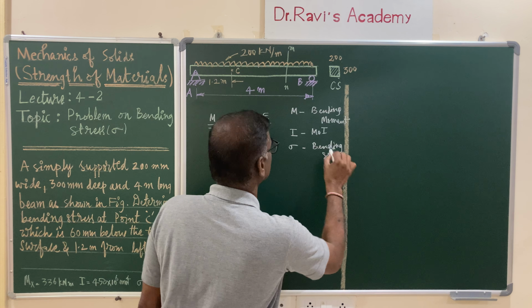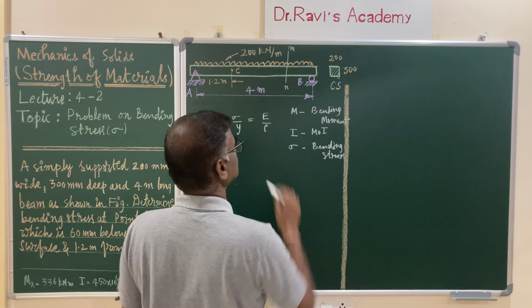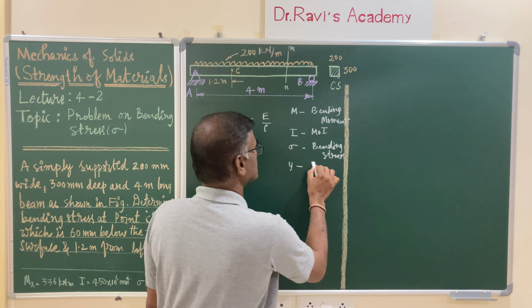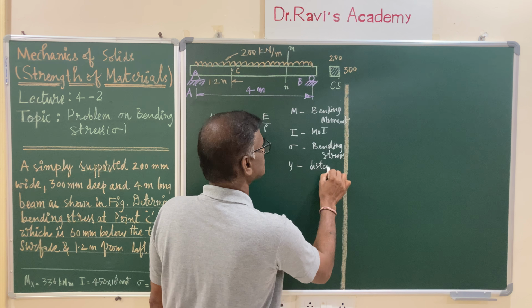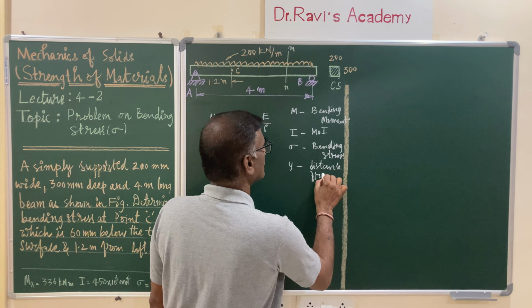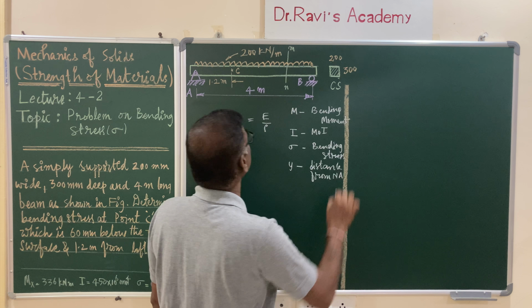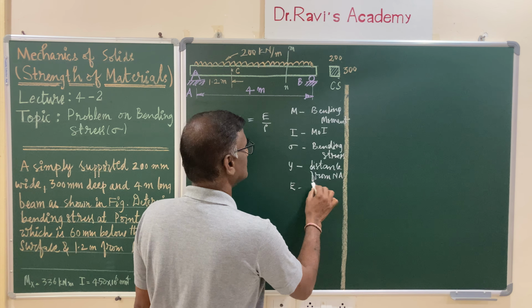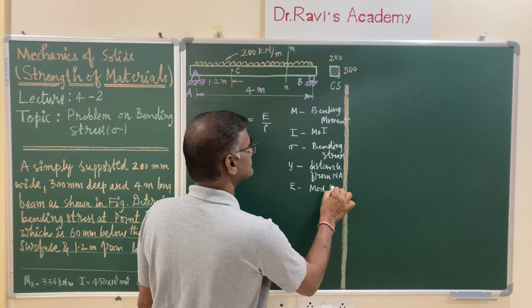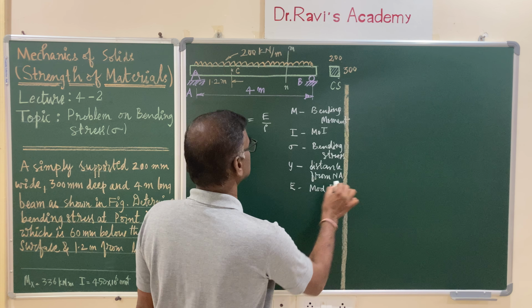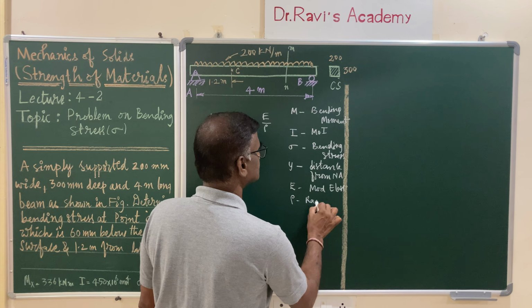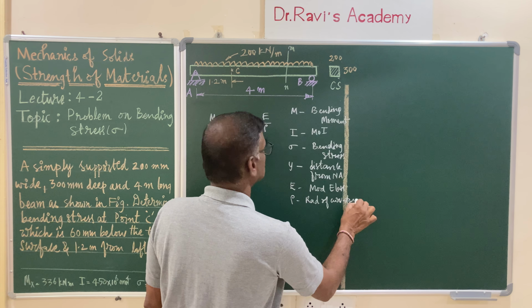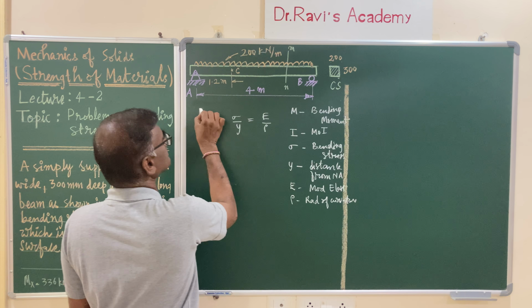He is asking for the stress at a particular point, that is point C, and y is the distance from the neutral axis, NA. Of course, E is Young's modulus, the modulus of elasticity, and rho is the radius of curvature. These are the terms involved in this bending equation.